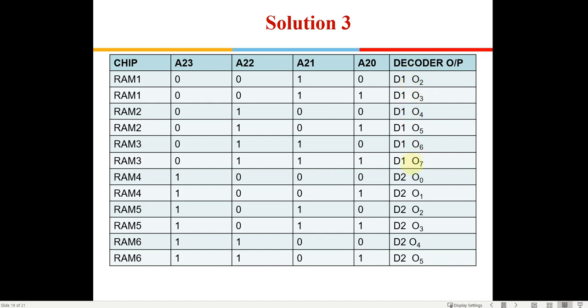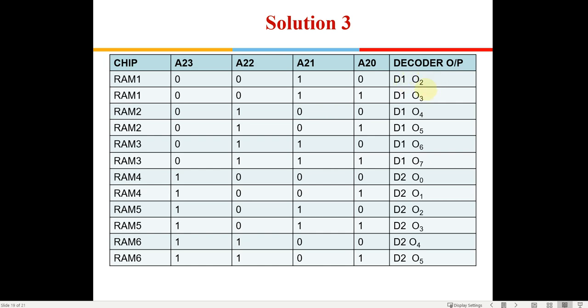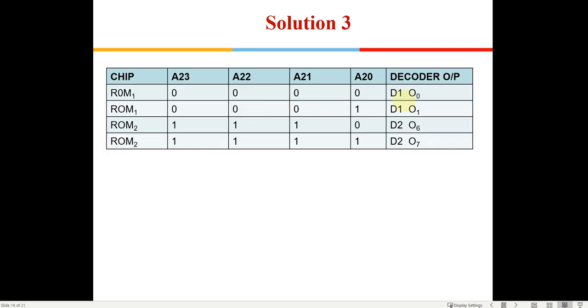So 8 outputs of D1 have been taken, and 8 outputs of D2. Now if you see, these are the two chips, so two outputs have been combined here. These are for the 8 different chips. For ROM 1, if you see from this table, for the D1 output, let me go back here. ROM has been connected here. For 0 and 1, ROM 1 has been connected, and then from D2, 6 and 7 have been used for the next set of ROM.